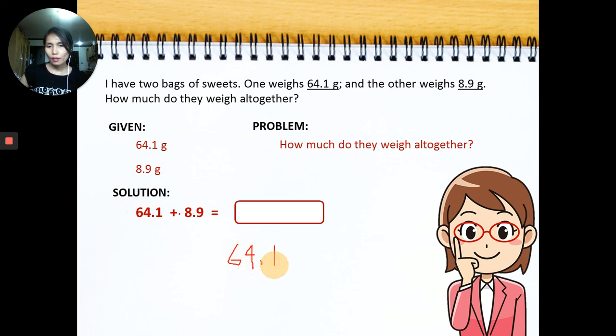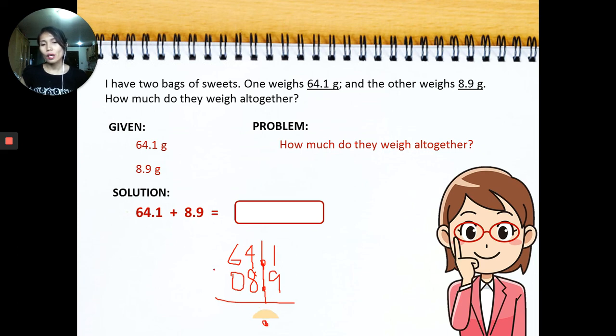64.1 and 8.9. Remember the decimal points should be lined up. Okay, that's the first step. Second step, write zeros. You can write 0 in here if you want. If not, that's fine because that's on the left side. That's not a problem. Step 3 is bring down the decimal point.